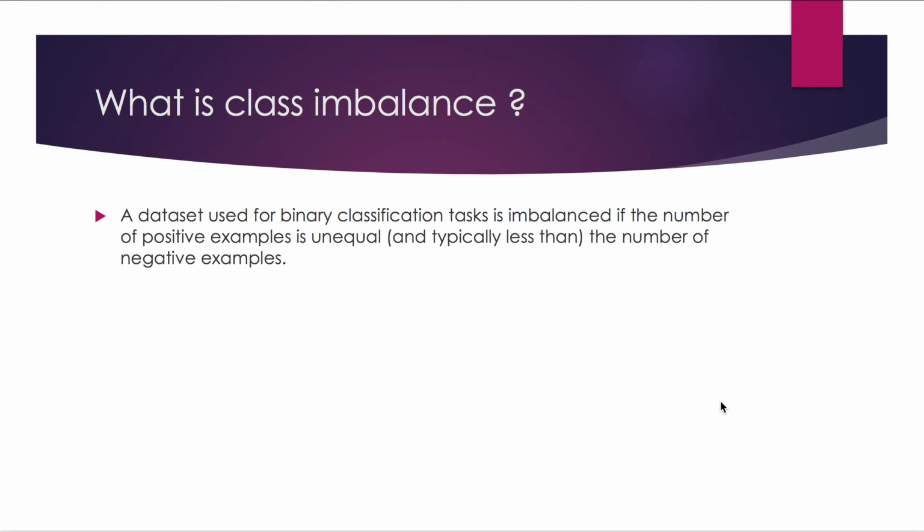So what is class imbalance? We could define a data set used for a binary classification test as imbalanced if the number of positive examples is unequal, usually typically less than the number of negative examples. Positive examples are typically defined as the minority class, while negative examples belong to the majority class.